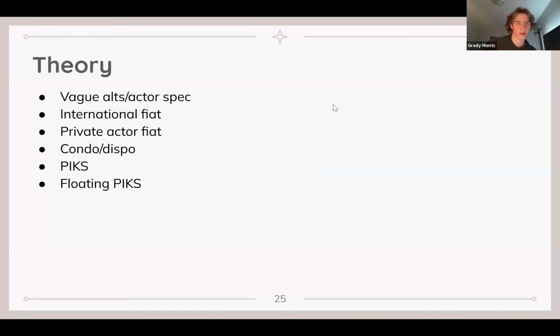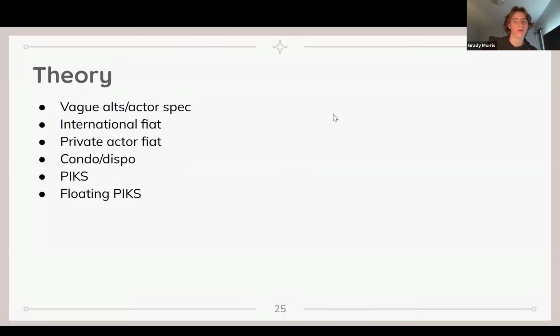Cool. Now we'll go over theoretical objections to the critique or different parts of the critique. This is separate from framework, although some of the impacts are going to be the same as framework. So first is vague alts or actor specification. These are separate, but vague alts would say that if you just say decolonization, the affirmative cannot engage in that because they don't know what decolonization entails, i.e., how do we defend against decolonization as an alternative method if we don't know what specific actions are being taken towards decolonization?